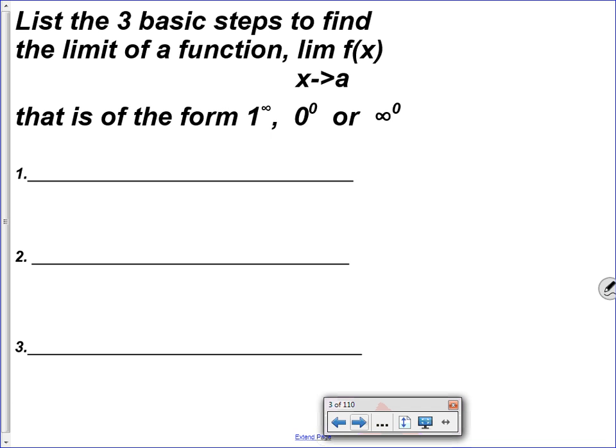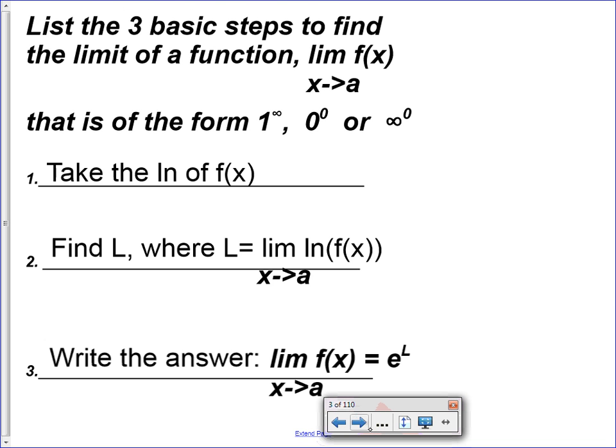You keep going. I don't know why I said three. You could make it as many steps as you want to start that little story. You can take more, but basically you're going to have to take the ln of the function. You're going to have to find L, the limit of the ln of that function. That might take several different forms, determinate forms, to get to it. But at the end, you have to remember that the answer to the original problem is e to that limit.